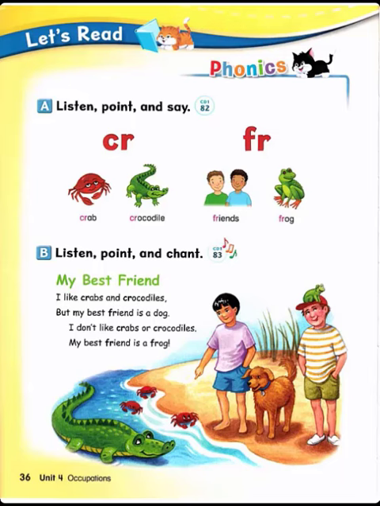Page 36. B. Listen, point, and chant. My best friend. I like crabs and crocodiles. But my best friend is a dog. I don't like crabs or crocodiles. My best friend is a frog. I like crabs and crocodiles. But my best friend is a dog. I don't like crabs or crocodiles. My best friend is a frog.